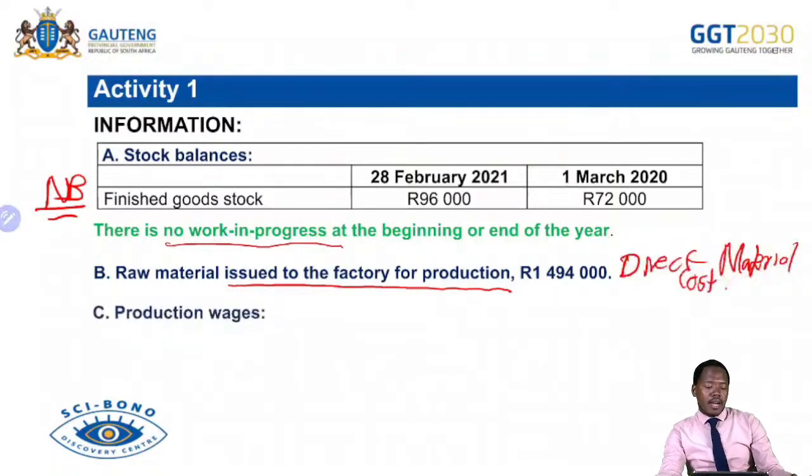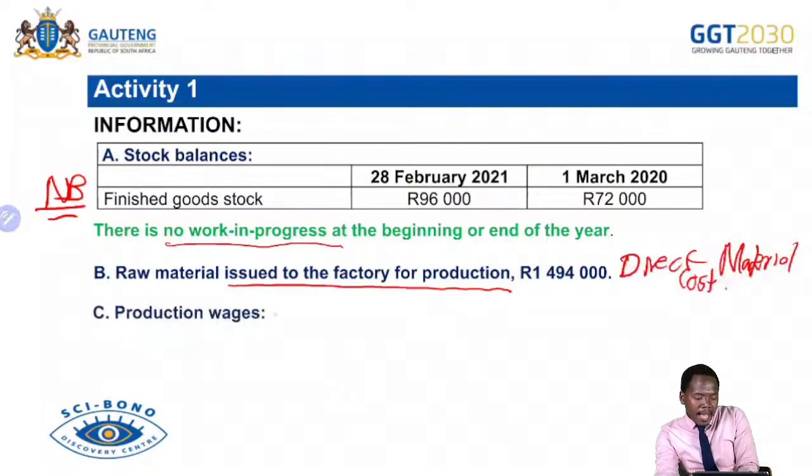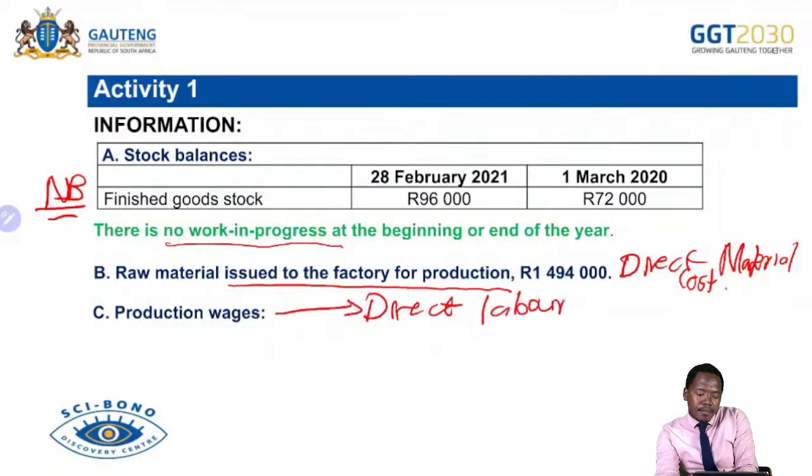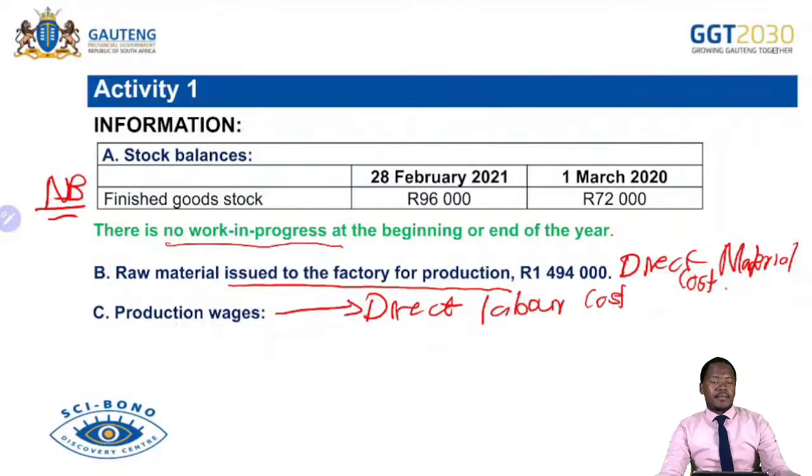Information C, we are given our production wages. Remember, this is our direct labor. So this is our direct labor cost. Please note down these things, grade 12, because when we do our production cost statement, we'll have to refer back and see how much we got.